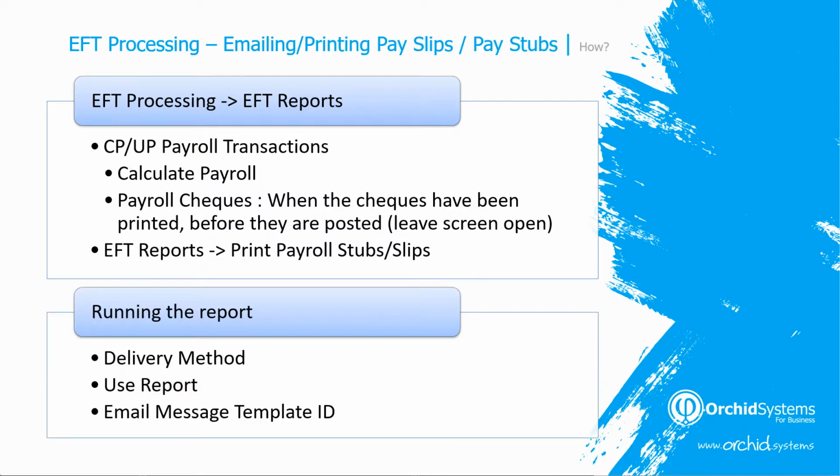And when you run the report, you will select the delivery method you want, either employee, and then it'll be email or print, depending what you've set up on the EFT employee. You can confirm the report to use and select the email message template ID to use.